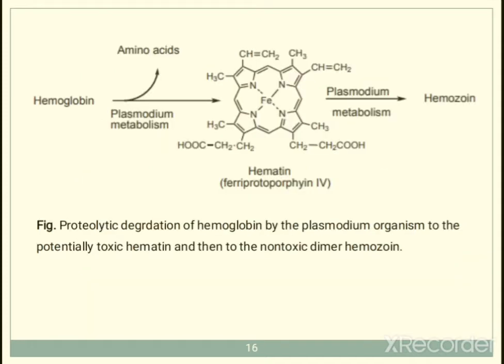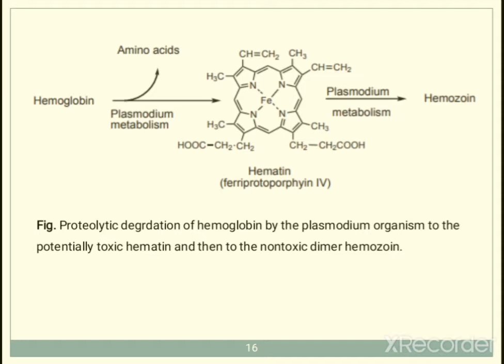So again, structurally given over here is the proteolytic degradation of hemoglobin by the plasmodium organism to the potentially toxic hematine and the non-toxic dimer hemozoin. So hemoglobin is metabolized by the plasmodium and releases amino acids. These amino acids are required for growth of these parasites. Hematine is formed. Further, this hematine is metabolized by the plasmodium species and converted into hemozoin.